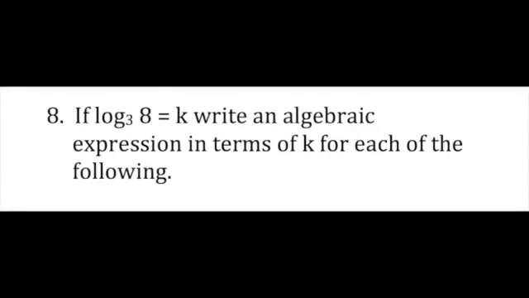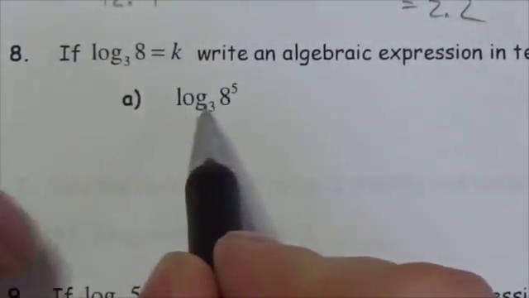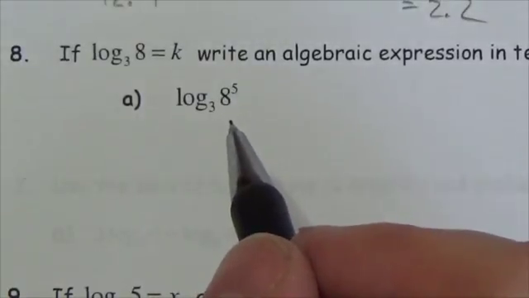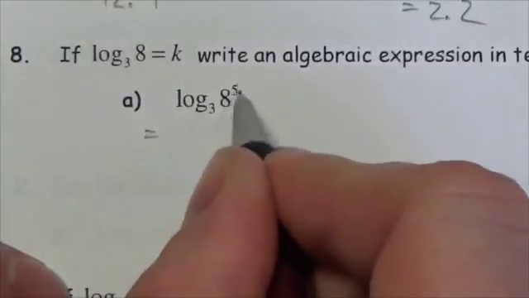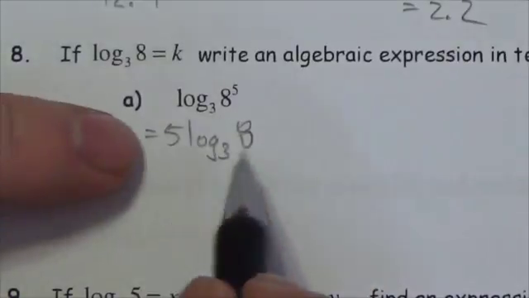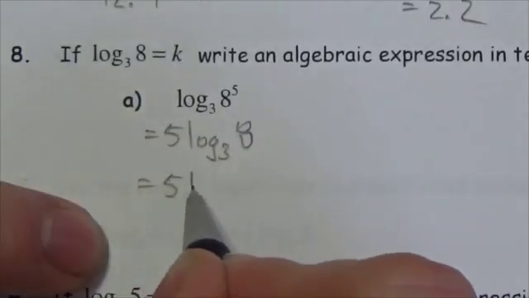If the log base 3 of 8 is equal to k, write an algebraic expression in terms of k for each of the following. Log base 3 of 8 to the 5th. All right, so this question is very similar to ones that we've just done here. Once again, this is not equal to k to the 5th, because it's the 8 that I'm raising to the exponent 5 here, not the whole thing. So what I got to do is bring that down: 5 times the log base 3 of 8. And now I have exactly what I need. The log base 3 of 8 is k, and so this expression here is equal to 5 times k.